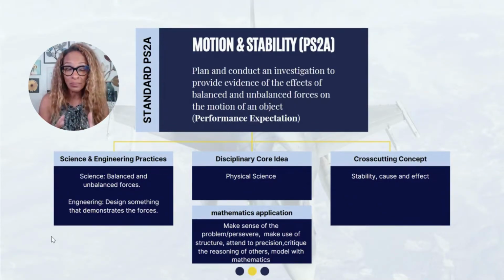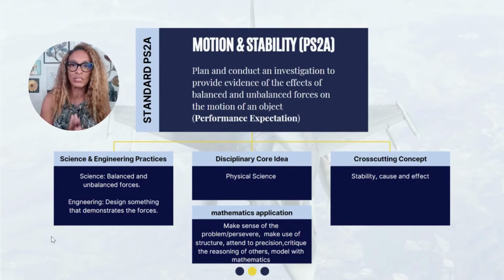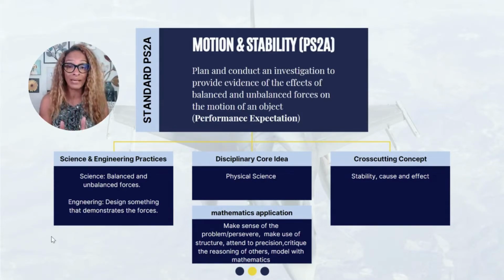Then we have the disciplinary core idea. We know that the discipline in this situation is physical science. Then we have the cross-cutting concepts. We're looking at stability, probably more like middle or high school or secondary. And then we have cause and effect. So students will be able to see what's the cause and the effect of the unbalanced and balanced forces.